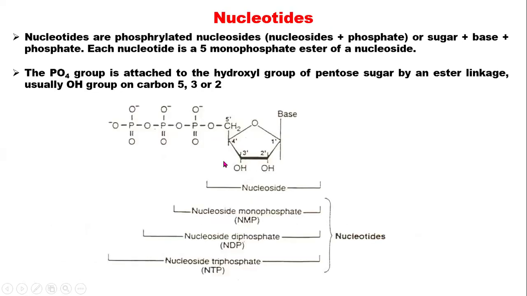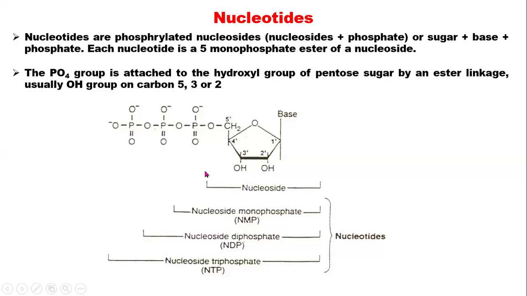So nucleotides now. Nucleotides are phosphorylated nucleosides. That is a nucleoside plus phosphate group. You have what we call nucleotides, or a sugar plus base plus phosphate group. That is a nucleotide. Each nucleotide is a 5-monophosphate ester of a nucleoside. So the phosphate group is attached to the hydroxyl group of the pentose sugar by an ester linkage, usually the OH group on carbon 5, 3, or 2.